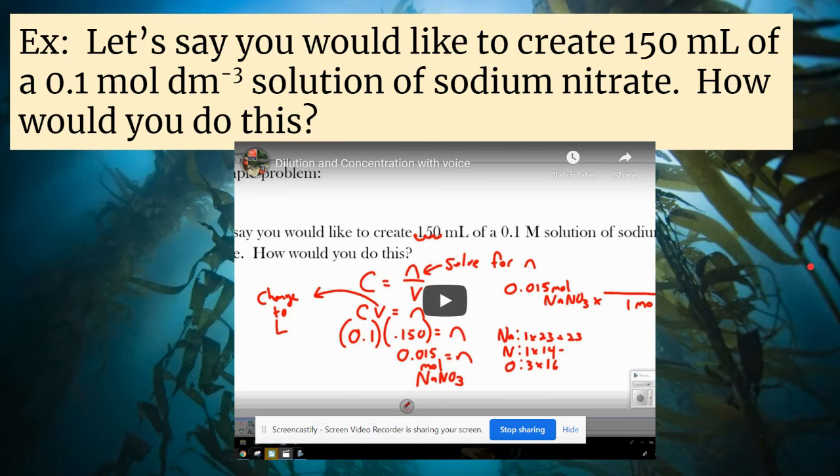So this is going to be an example problem here. Let's say you would like to create 150 milliliters of a 0.1 mole per liter solution of sodium nitrate. How would you do this? What I'm going to do now is play this little video for you. This is going to be available, of course, besides in this video format, so you can always pause and come up with questions or take some notes.